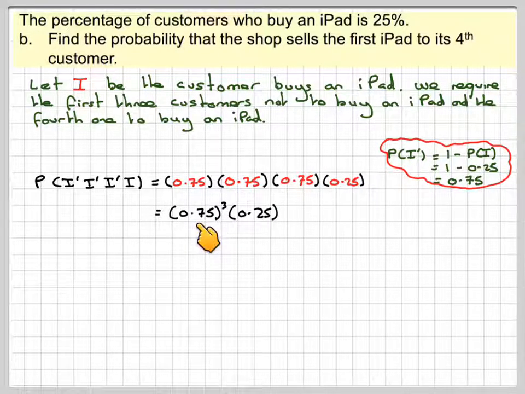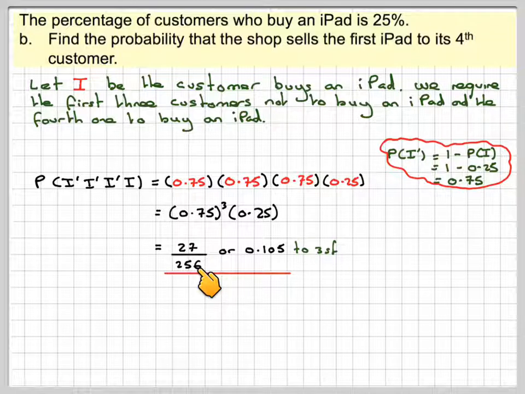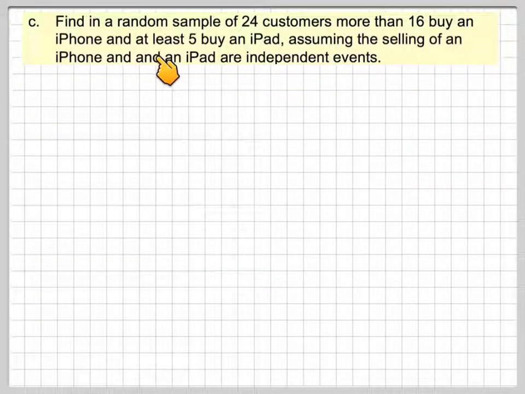That gives me 0.75 cubed times 0.25, which is exactly 27 over 256, or 0.1053 to four significant figures. For the last part, in a random sample of 24 customers, more than 16 buy an iPhone and at least 5 buy an iPad, assuming selling an iPhone and an iPad are independent events. Well, we've already calculated the probability of more than 16 buying an iPhone in part A.